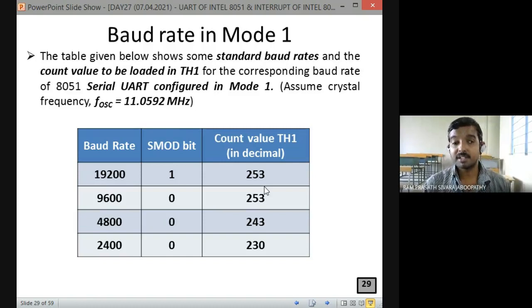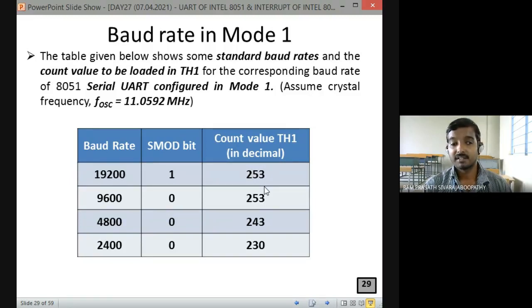What about the second step? That value divided by 32 or 16 based upon the SMOD bit. Fine. That value divided by baud rate. So finally you will be having some count value that must be subtracted from 256. Why do we subtract from 256? Maximum count value minus desired count value plus 1, that is equal to the count value to be loaded. Fine.